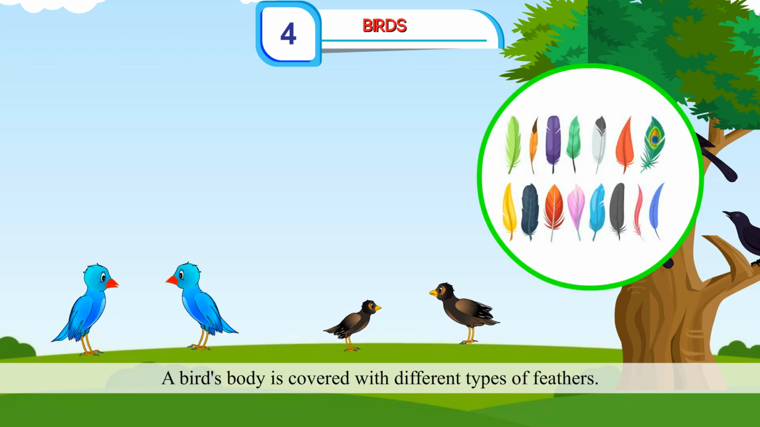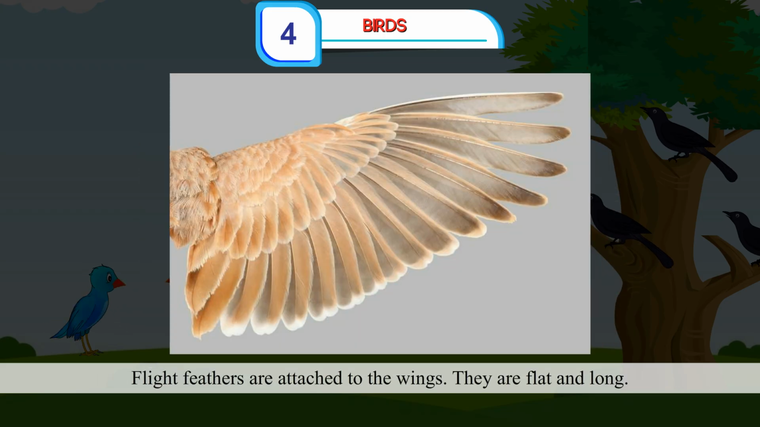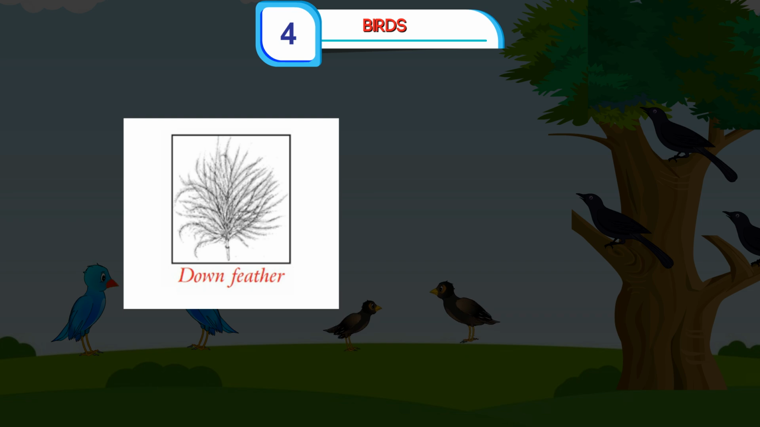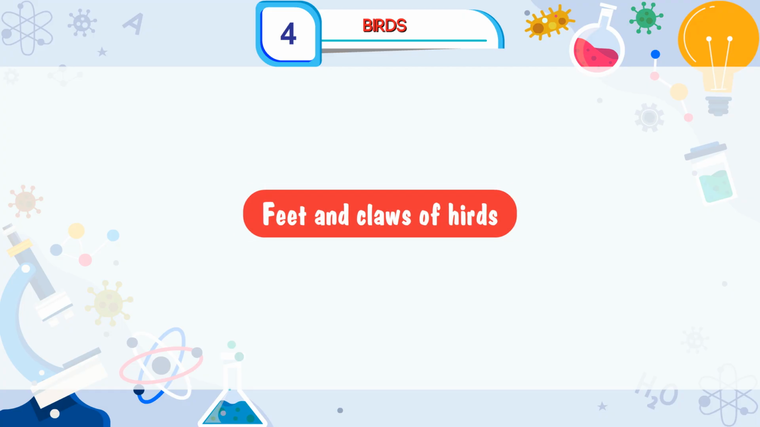Feathers. A bird's body is covered with different types of feathers. Down feathers are small and fluffy feathers. They keep the bird's body warm. Flight feathers are attached to the wings. They are flat and long. They help the birds to fly. Down feather. Flight feather. Beaks of birds.